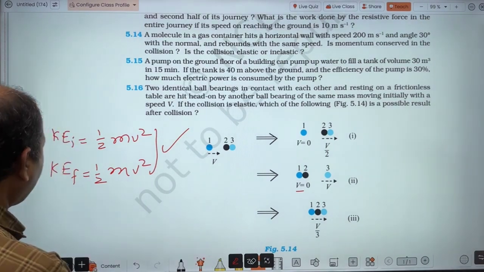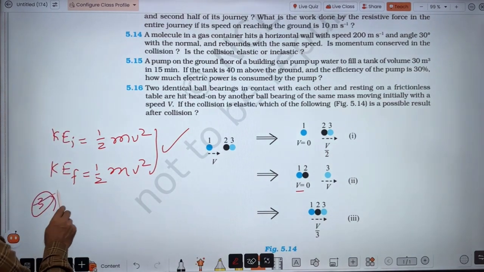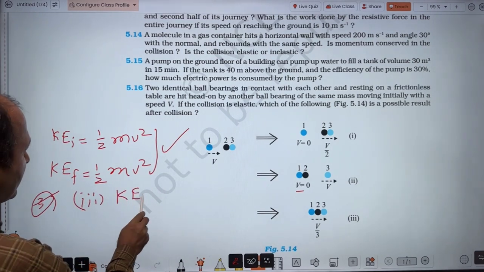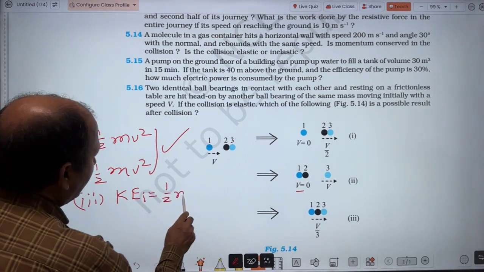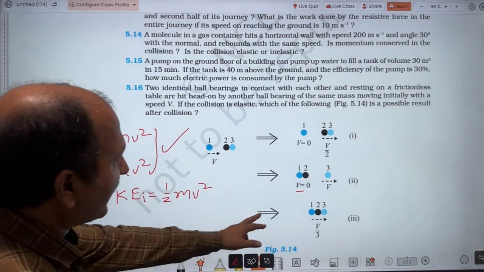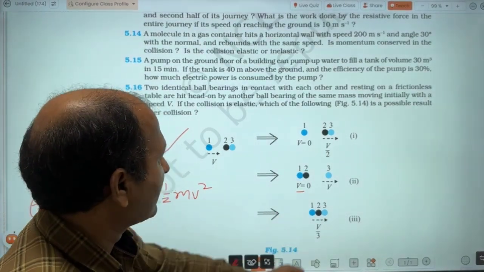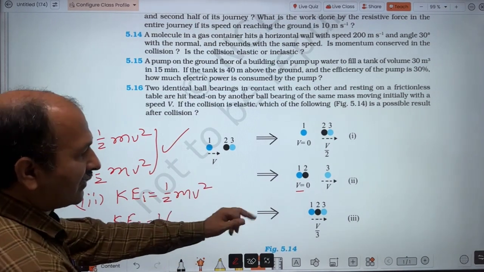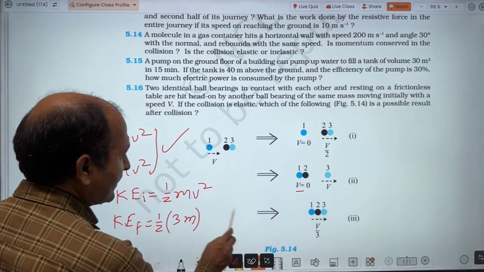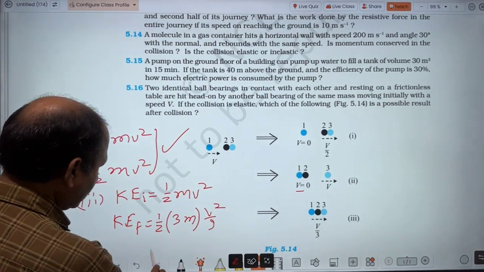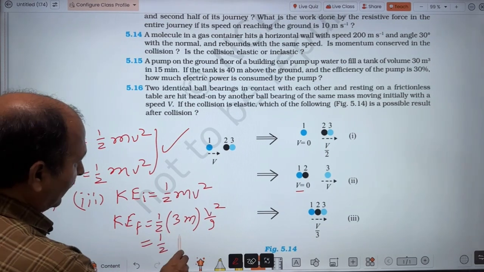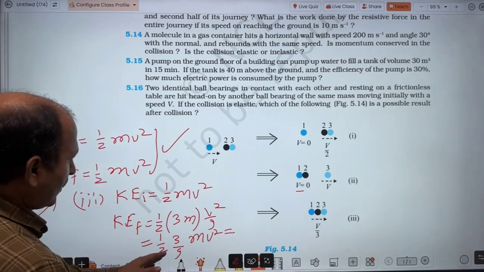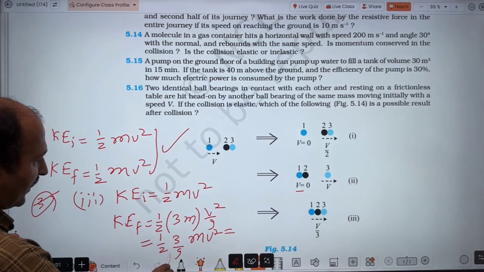Now consider the third case. For the third case, initial kinetic energy, as you know, will remain the same in all three cases. So it is half mv square, and for final kinetic energy, all three bodies are moving with velocity v by 3. So let's find out the final kinetic energy. So 1 by 2, mass of all three should be taken into consideration, so 3m into velocity squared, so v square upon 9. What do we get? 3 by 9 mv square. So here this will become 1 by 6 mv square.